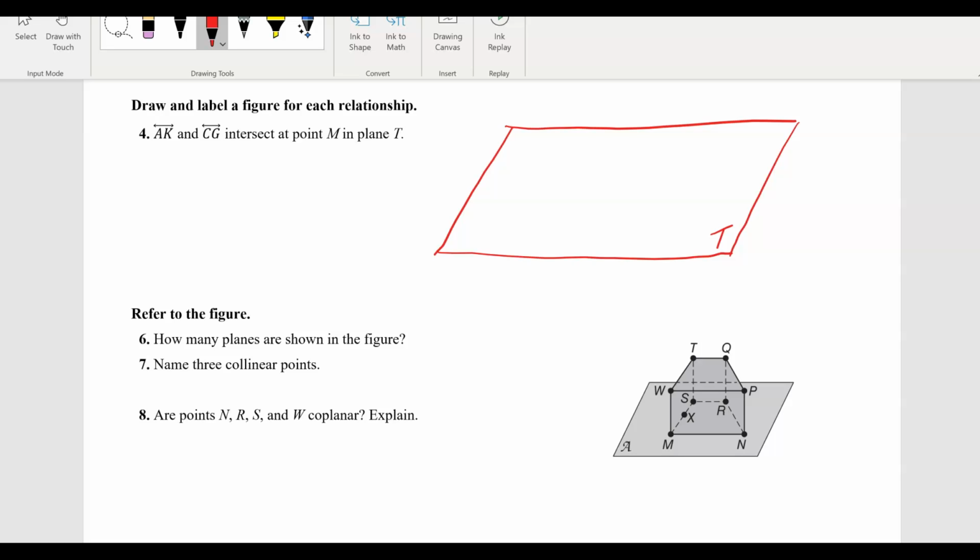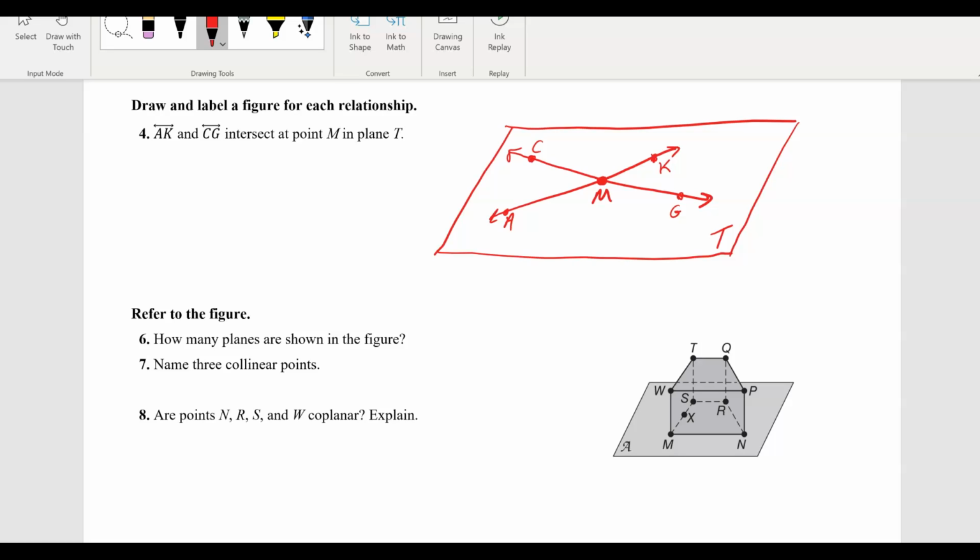And now let's see if we can do our two lines, AK and CG. So let's make this AK. It just means A has to live on that line, and so does K. And now I'm going to have this other line, CG, intersected. Okay, so there's AK and CG. They intersect, and they are going to intersect at point M. So I think I've covered everything that they asked me for there.